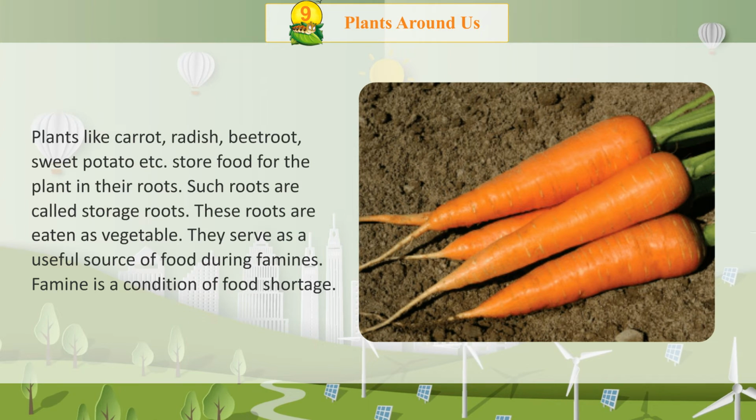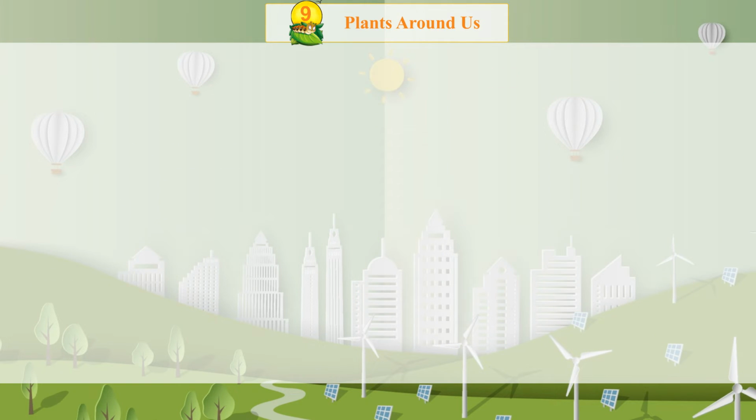Plants like carrot, radish, beetroot, sweet potato, etc. store food for the plant in their roots. Such roots are called storage roots. These roots are eaten as vegetables. They serve as a useful source of food during famines. Famine is a condition of food shortage.